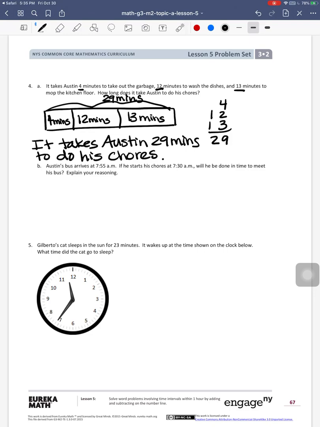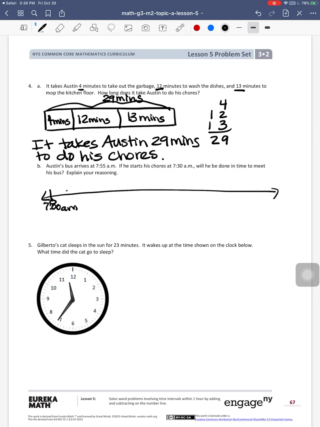Austin's bus arrives at 7:55 a.m. If he starts his chores at 7:30 a.m., will he be done in time to meet his bus? Explain your reasoning. All right, let's see. Let's do our number line. So this will be 7 a.m., right? And this would be our 0.